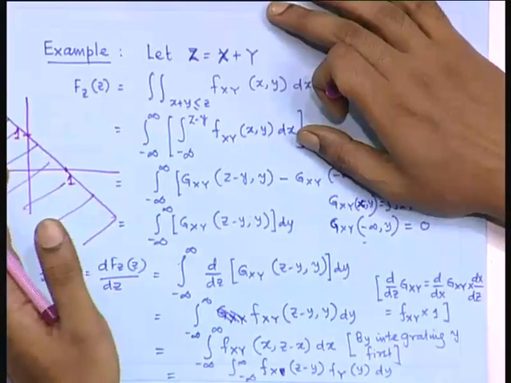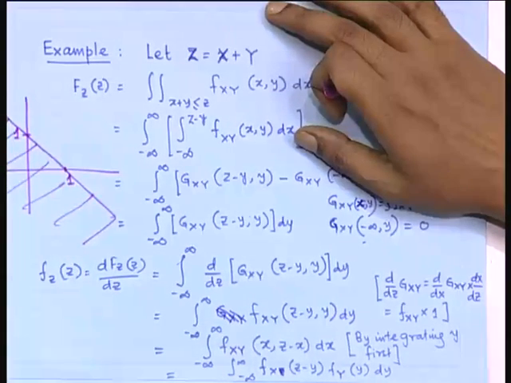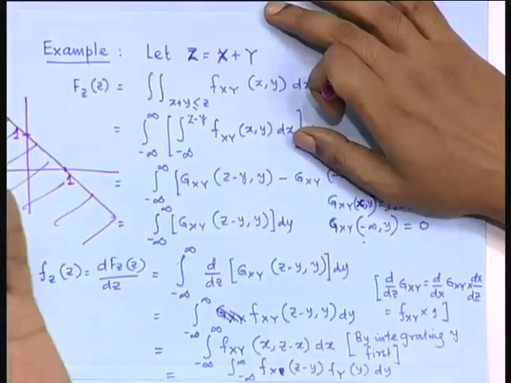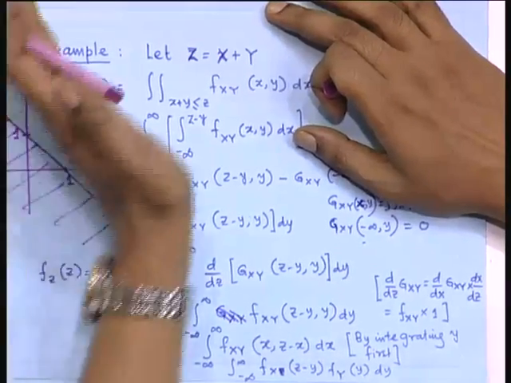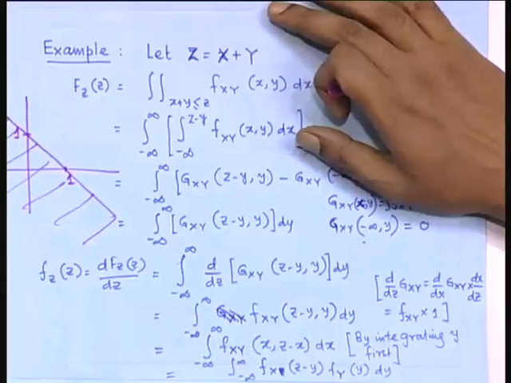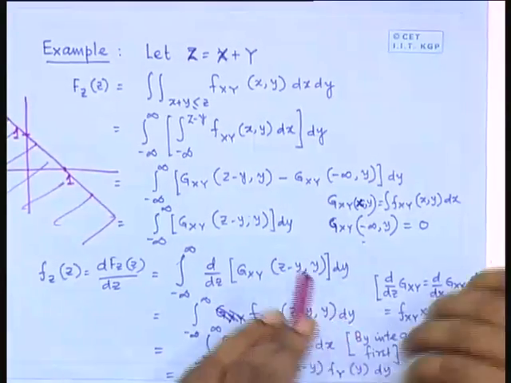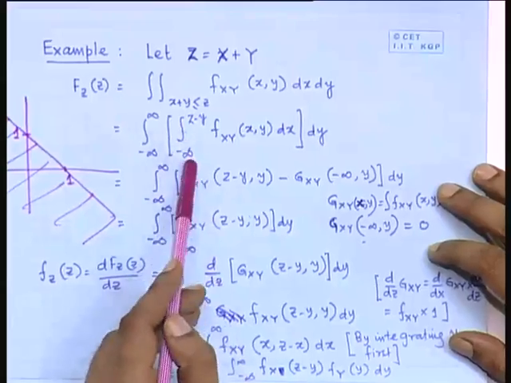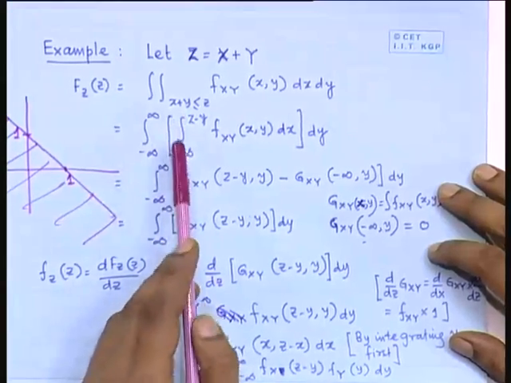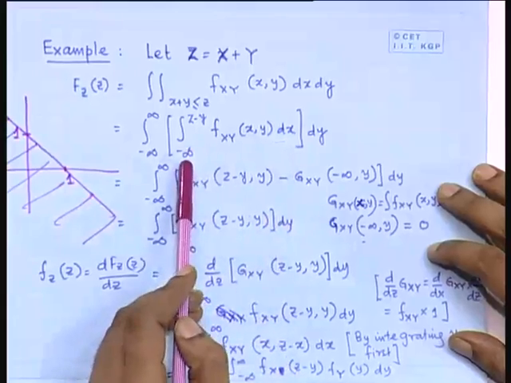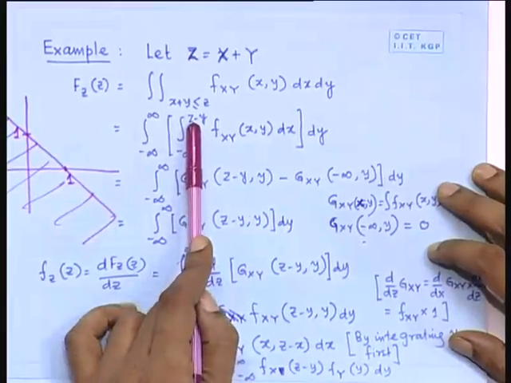For all points on this, x plus y is going to be less than or equal to 1. So like this, for different values of z, you are going to take different sets of straight lines and then integrate over the corresponding region. Correct? So, now what is going to be this? Obviously, if x plus y is z, then what is x? X varies between minus infinity and z minus y.